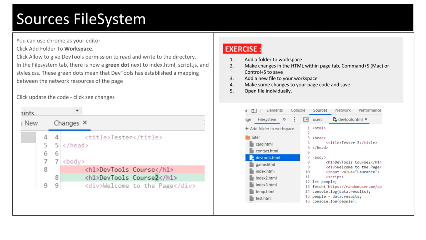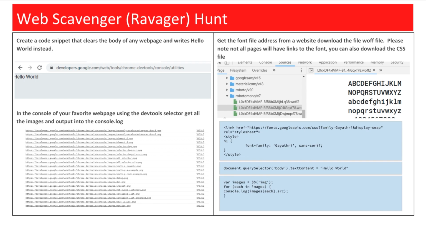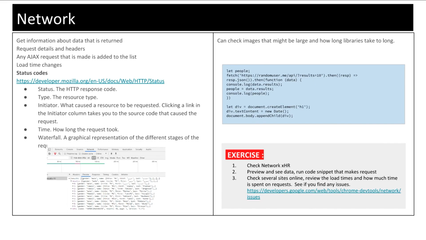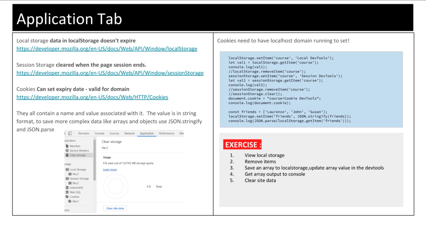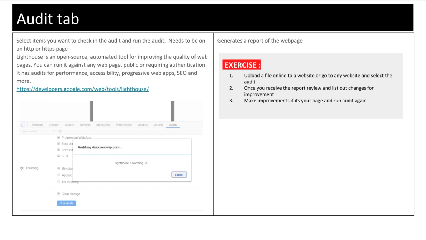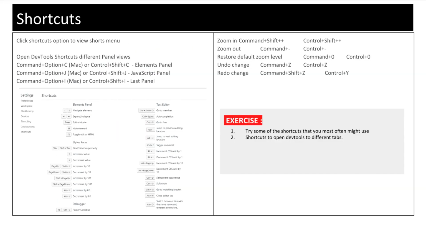It's a great way that you don't have to switch through different screens. You can edit the code directly within your editor, and you refresh it and the files are updated and edited. We've got a second web scavenger hunt, and this one's going to be a little bit more challenging, so just a pre-warning about that. Also looking at the Network panel, the Application panel, the Audit panel, and then various shortcuts that are available within the DevTools.